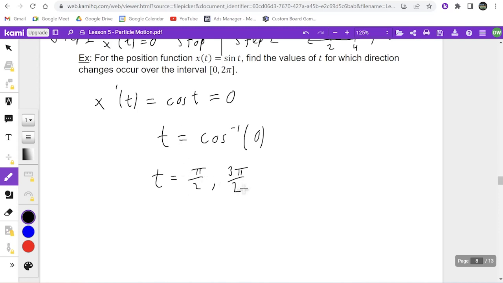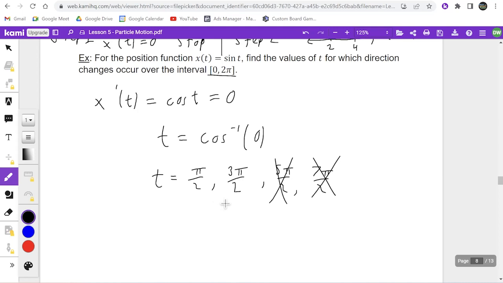We got pi over 2, 3 pi over 2. As you said, technically this goes on forever. You're going to get 5 pi over 2. You're going to get 7 pi over 2. But I don't count those. Why? Because I only wanted the interval from 0 to 2 pi. So in other words, these are the two values that we're talking about here. Now notice I'm not circling these answers yet. Why not?